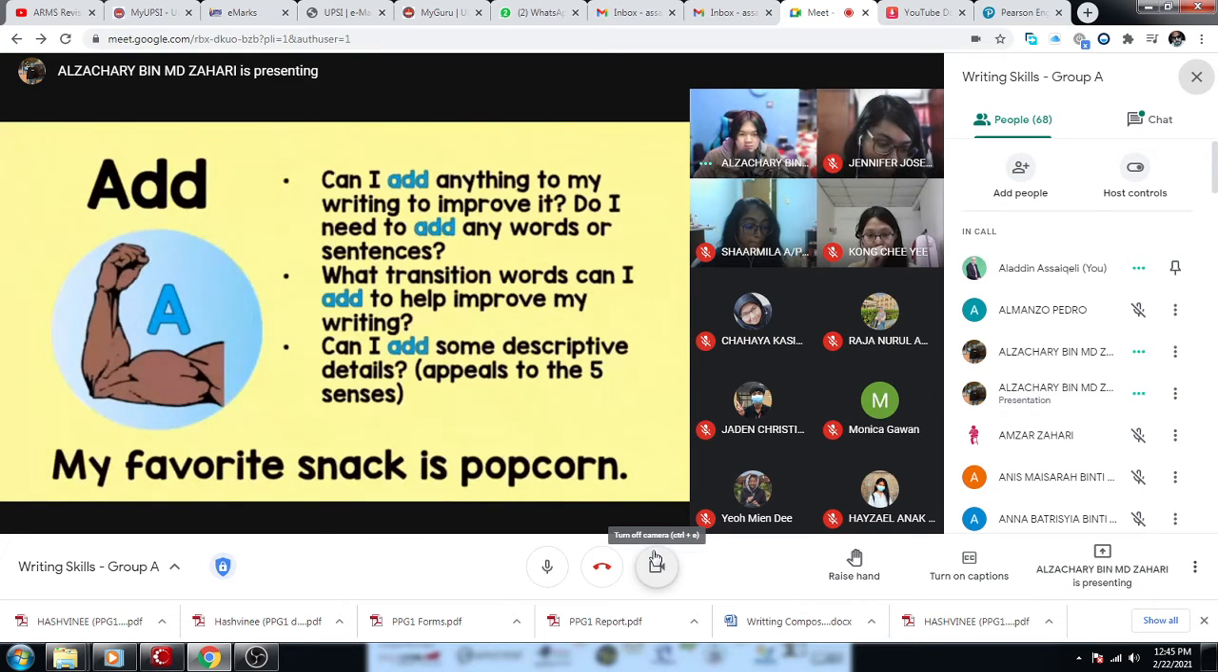For example, in the sentence, my favorite snack is popcorn, the writer could choose to revise the sentence by adding the descriptive adjectives buttery and crunchy before the noun popcorn.